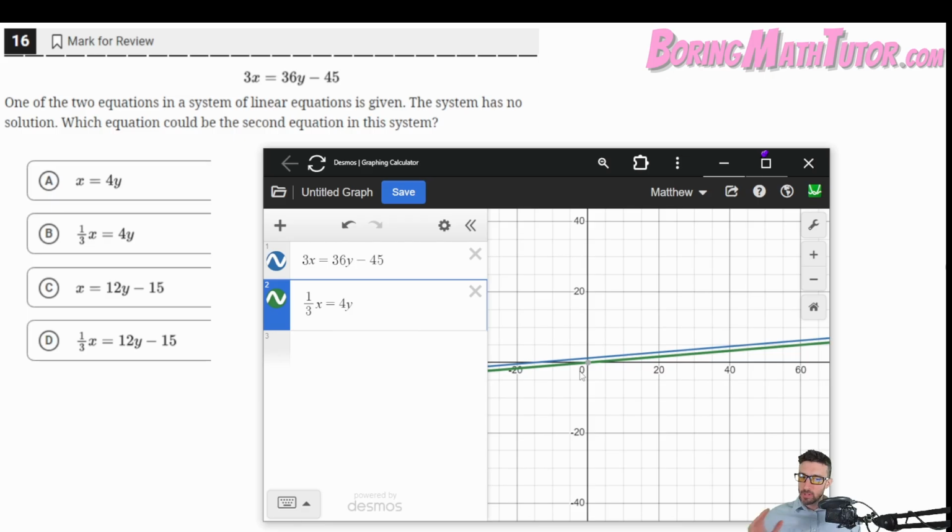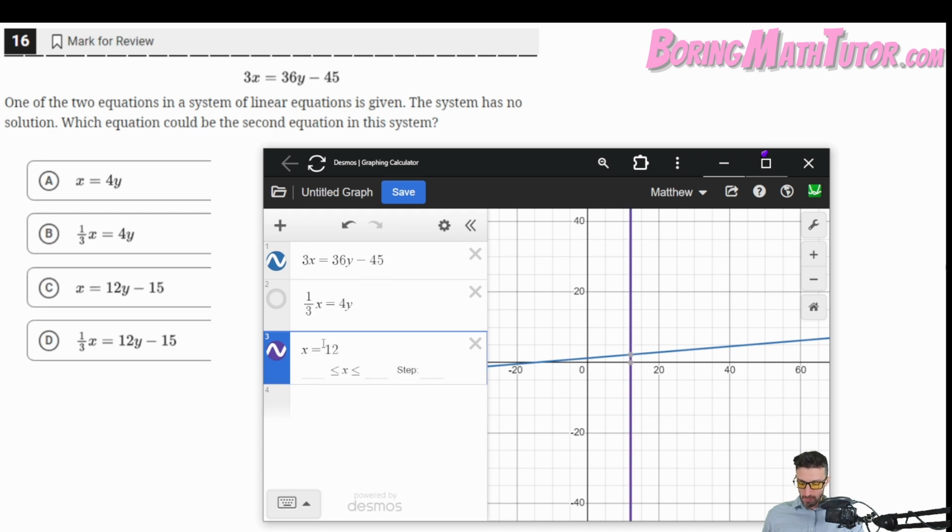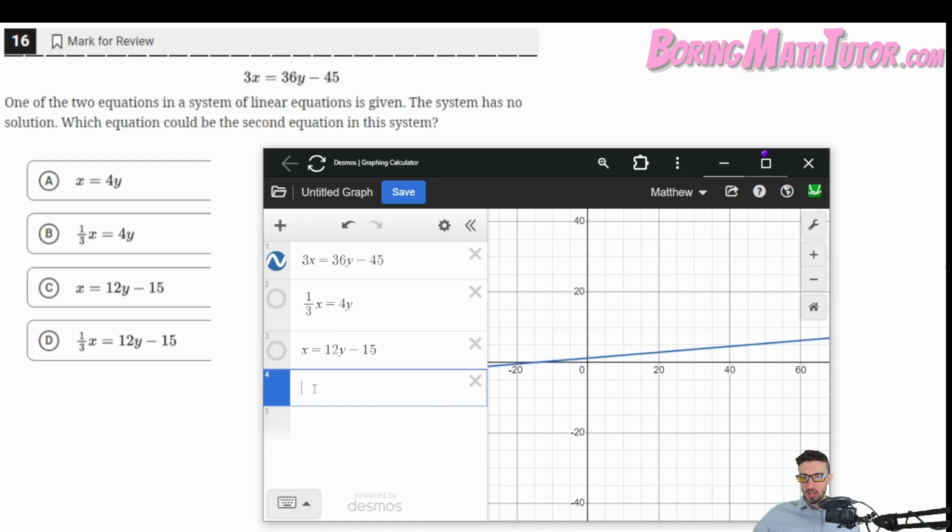Now, you've got to be a little careful. It does look like it's parallel here. They could have potentially thrown one that looks parallel but isn't exactly parallel. So technically, you kind of want to keep typing in the other answer choices just to be sure. But when you look at these, they're actually the same line. So that's not no solution, that's infinite solutions. So that's not our answer.